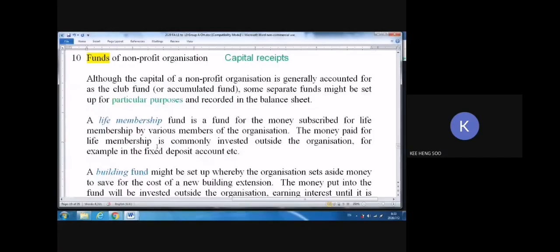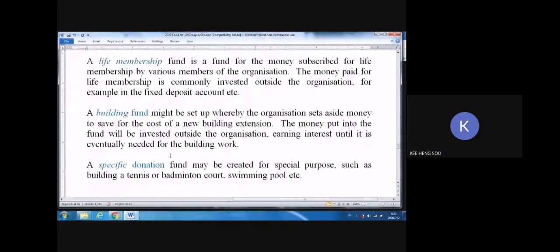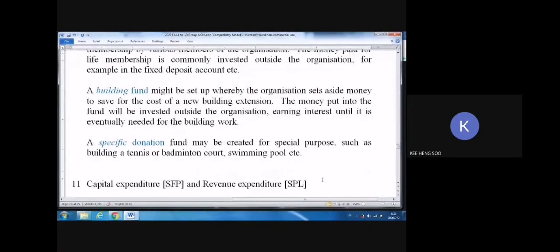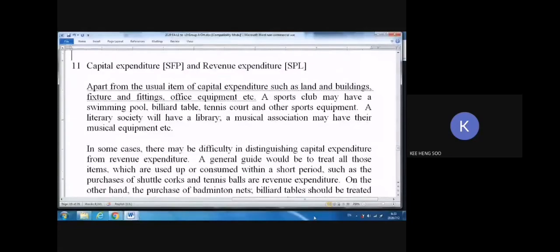Are you okay up to here? So next is your capital expenditure, and revenue expenditure. Capital expenditure will be such as land and building, office equipment, and so on. This is called capital expenditure.